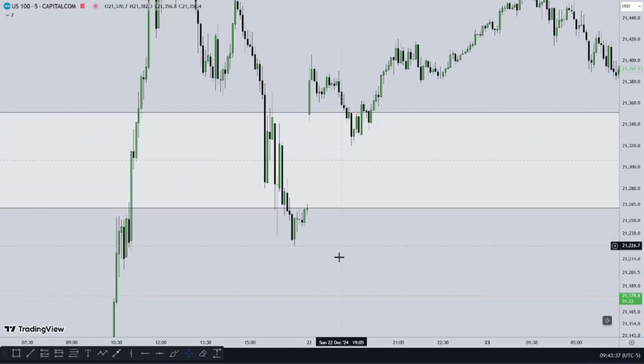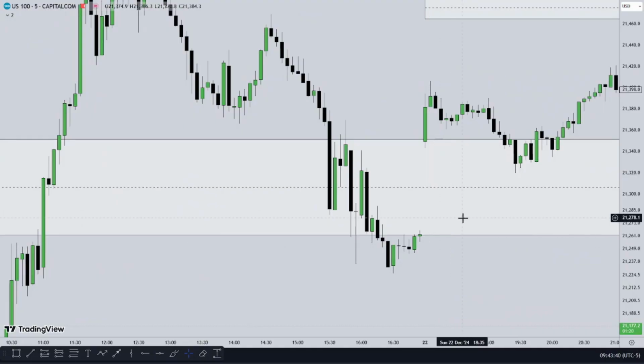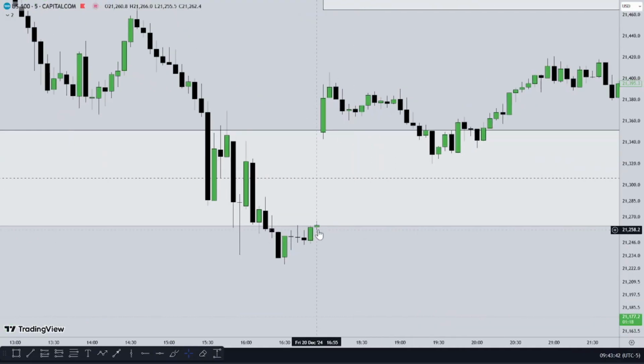Now, here's the new day opening gap. You can see the liquidity void from the closing price of the previous day to the opening price of the next day, because there's a 1 hour difference. There's a 1 hour closing time on index future. It's not the same thing to forex.